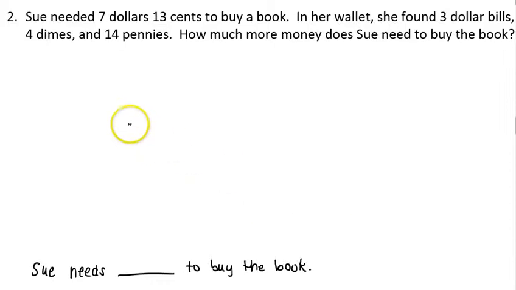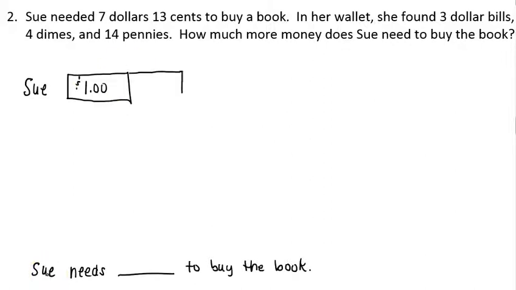And again, let's start off with what Sue actually has. We'll build that tape diagram for Sue. So we'll say Sue, and she found $3 bills. So I'm going to show $1 bill, a second dollar bill, and a third dollar bill. So we got that, the $3 bills.